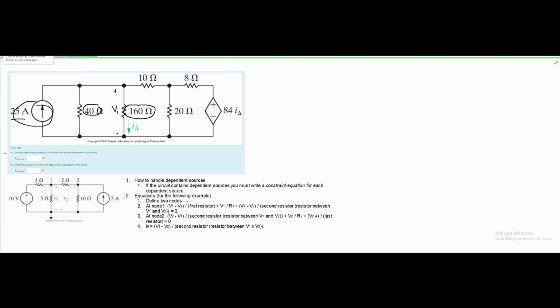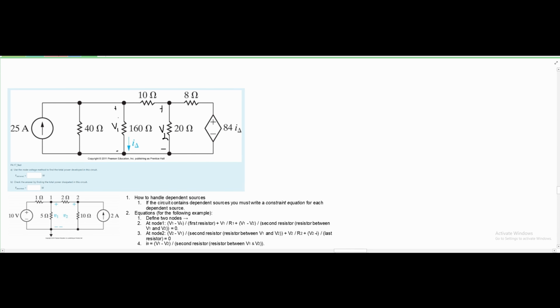Then to get the power absorbed, we can add all of the current across these resistors here, and we can see the power that's being absorbed by them. For our node voltage formula, this is going to be our voltage 1. We are also going to have a voltage 2 right here, and then we are going to have our unknown right here, this I delta. We're going to need to find that afterwards.